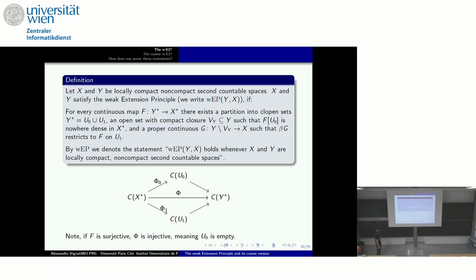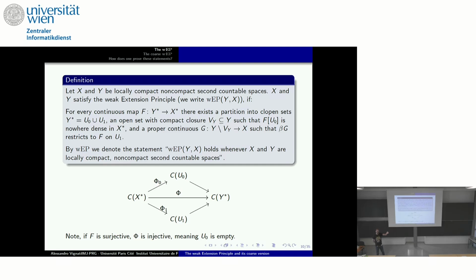So this is the general WEP. I don't know who formulated this, because I've seen it in emails of me and Farah when I was still a student, and then we formalized it with my master's student some 10 years later. So you have a continuous map F from Y star to X star. X and Y are, as usual, non-compact and locally compact. Then I can split Y star into two pieces, clopen again. And as I said, I need to remove something. I need to take this V_Y, which is an open subset.